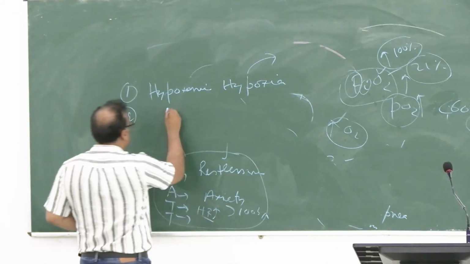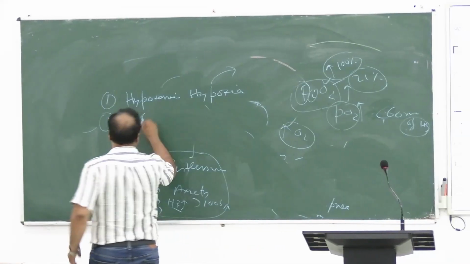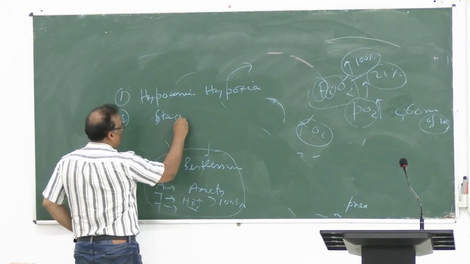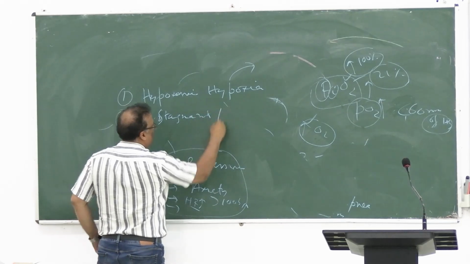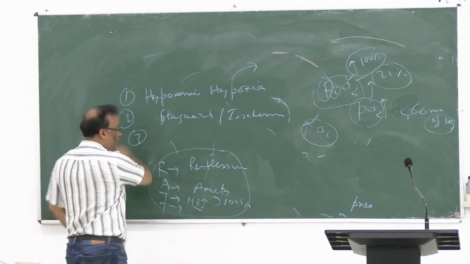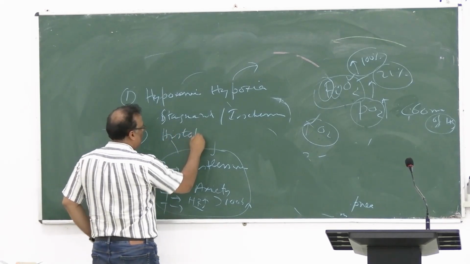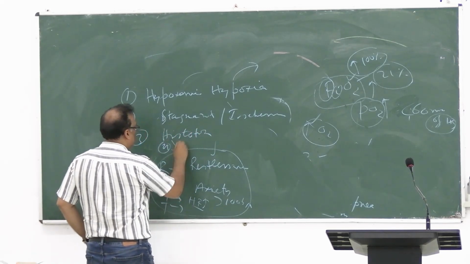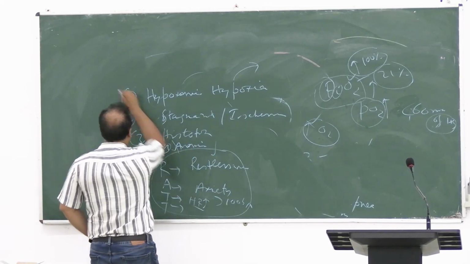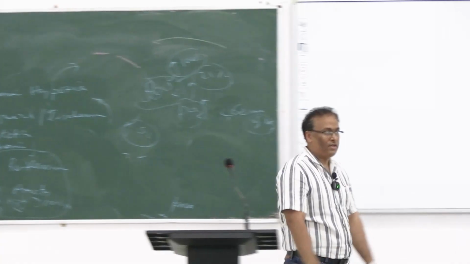Number two is stagnant or ischemic hypoxia. Number 3, histotoxic. Then anemic, very good. We ask about these four, then we will differentiate them in your clinical practice also.